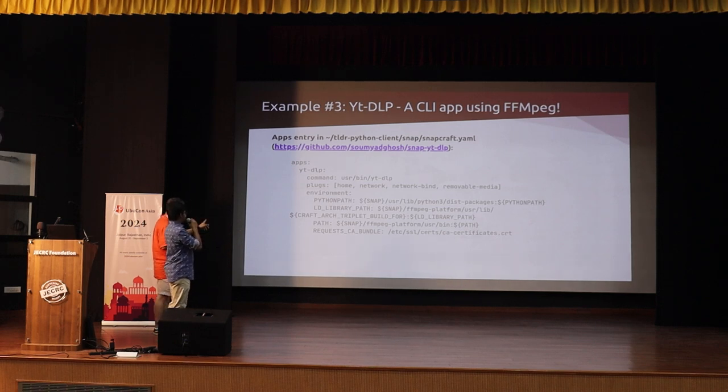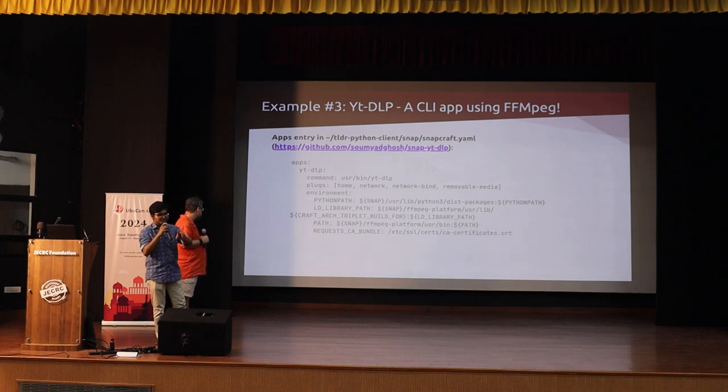Now the second thing, this is where we are integrating the FFmpeg snap. We are adding the FFmpeg snap's library paths into the LD_LIBRARY_PATH, so that it can look into those libraries before looking into the snap's original library paths. So it's snap/ffmpeg-platform. I am coming to this ffmpeg-platform part a bit later in the next slide, and then we use craft arch triplet, an inbuilt variable which gives the architecture triplet, i.e. x86_64-linux-gnu.